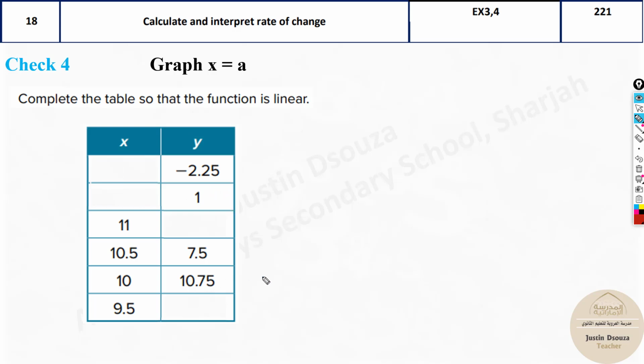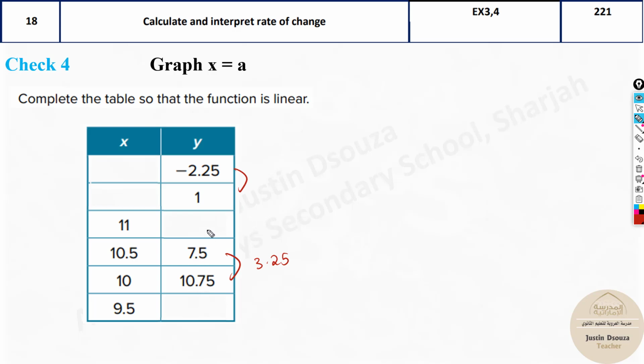Now what do you do? See the difference anyway. From 7.5 to 10.5 is 3. It's 3.25 here. Now let's just check what it is over here. So it must be 3.25. Okay, now how do you do this? Just take the number and subtract it.